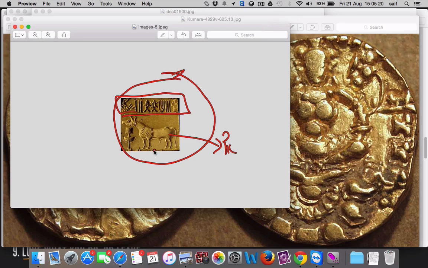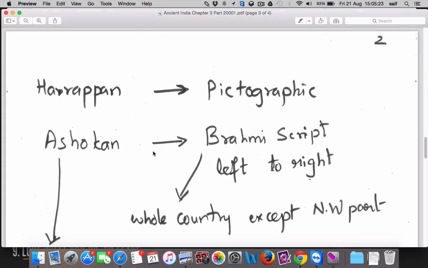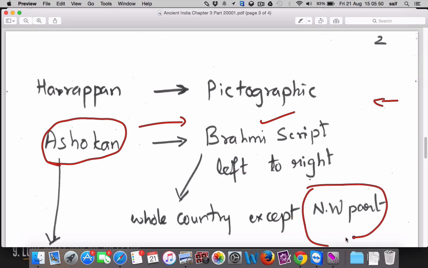So in the Harappan time, the seals were done in pictographs, but in the Ashoka period, Brahmi script was used. The inscription was done in the Brahmi script, and it was written from left to right. Nowadays Hindi is written from left to right too, but the Brahmi script we used to write from left to right. And it is found in the whole country, except in the northwestern part of India. You won't find it in that region.